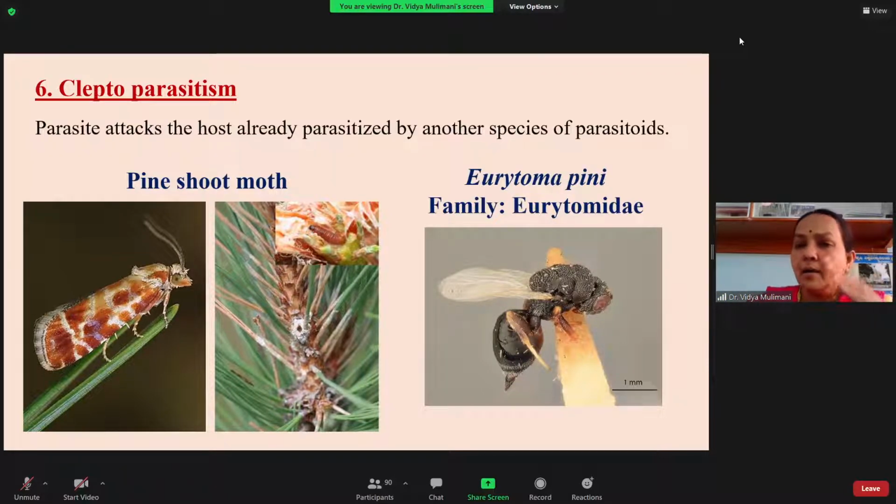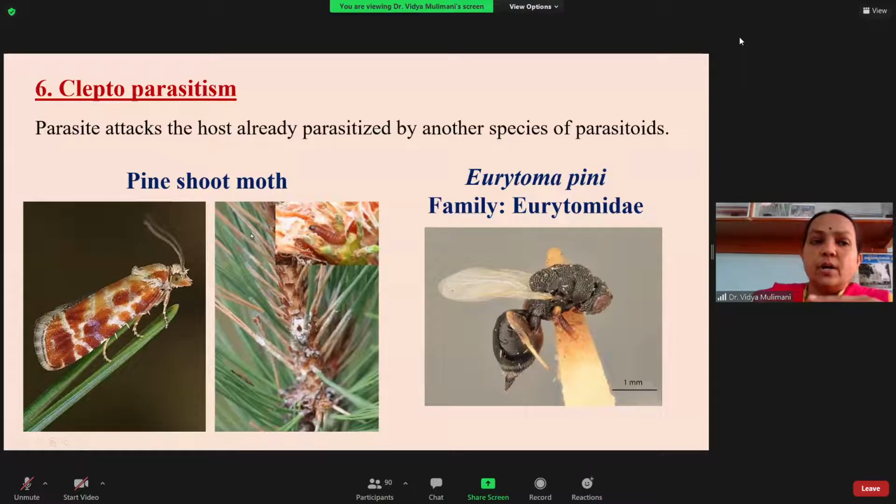That is the multiple. Then I had told you about another one, the hyperparasitoid. A parasitoid that is parasitized by another species of parasitoid is called a hyperparasitoid, which is not beneficial to human beings.